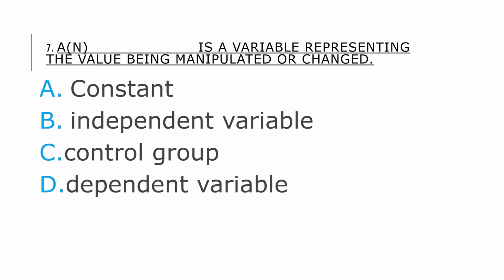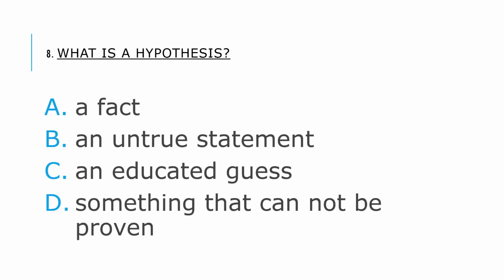Number 7. A blank is a variable representing the value being manipulated or changed. A. Constant. B. An independent variable. And letter C. A control group. And letter D. Dependent variable. Number 8. What is a hypothesis? A. A fact. B. An untrue statement. C. An educated guess. And D. Something that cannot be proven.